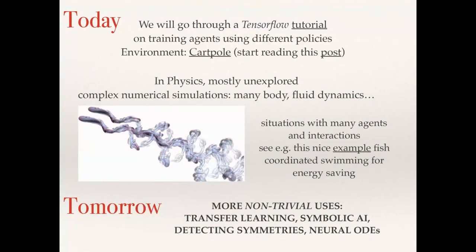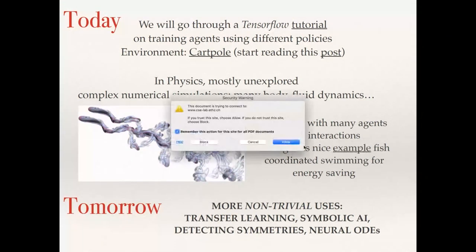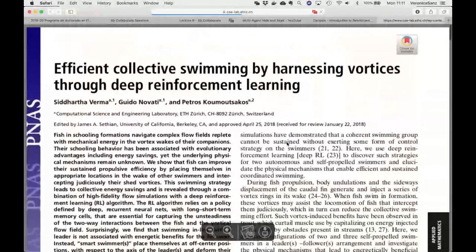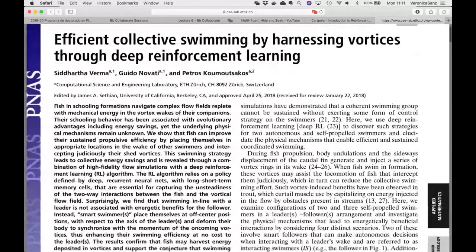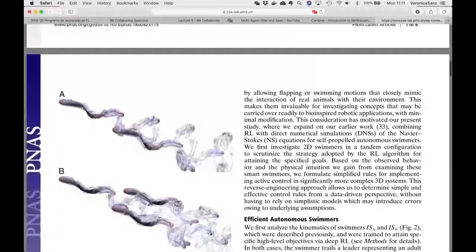Veronica, I'm curious about this. What exactly do they learn here? They have some evolution of a system, which in principle is very complex. What do they use this reinforcement learning for, actually? They are trying to understand if they simulate... I don't know if you can see my screen.